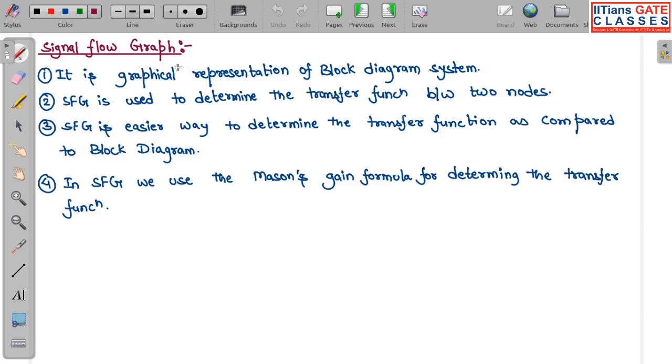Okay. So SFG is used to calculate the transfer function between two nodes. Okay. Now what are these nodes? We are going to see one by one. So in SFG, basically we employ the Mason gain formula. So Mason gain formula is used over here to calculate the transfer function. Okay. So let us see how we use Mason gain formula.